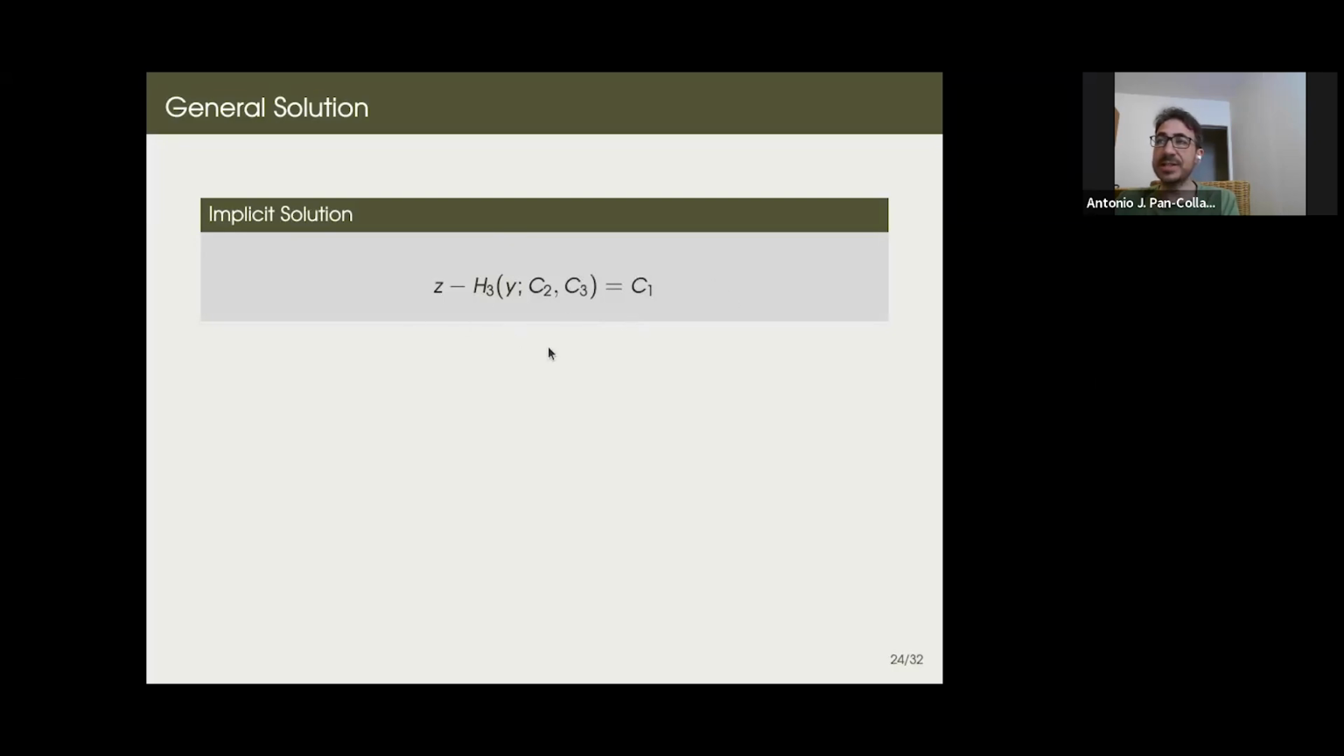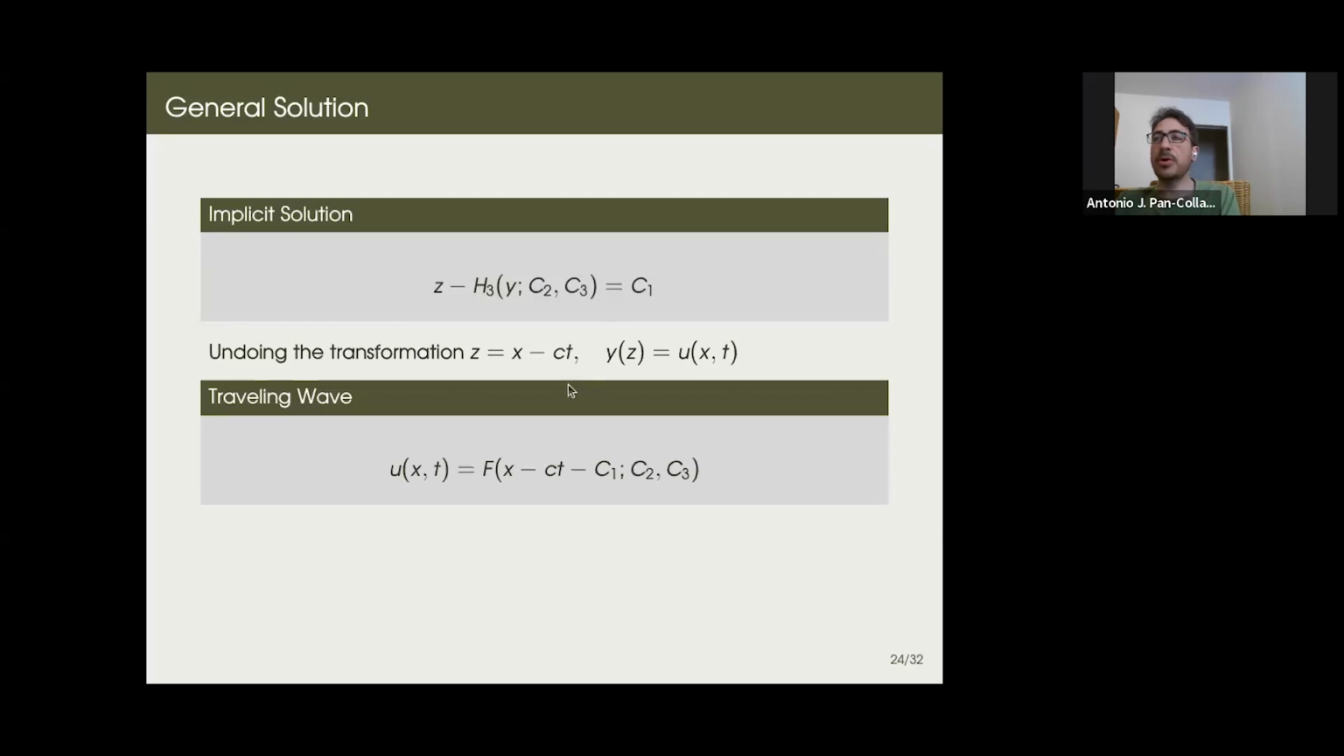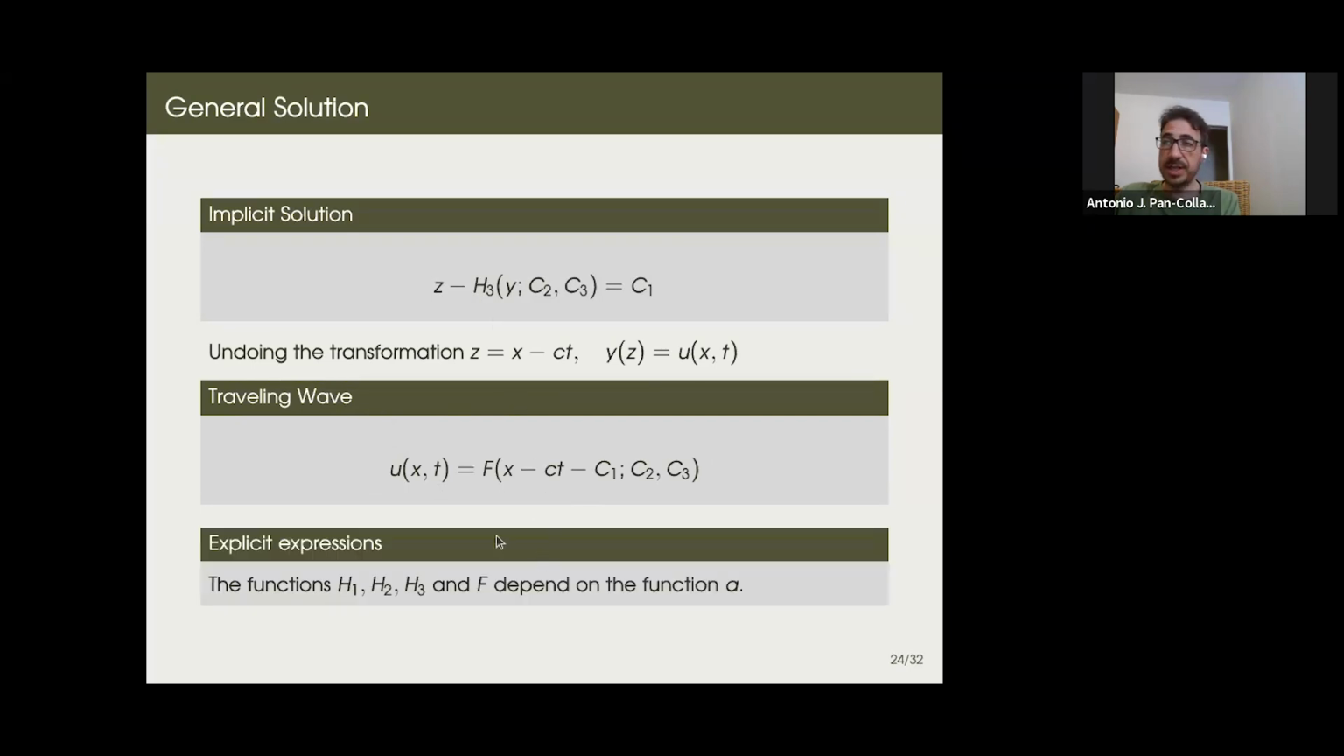But remember that these are the solutions of the ODE, not the solutions of the original gKdV equation. Therefore, we must undo the traveling wave transformation, and then we obtain the solution of the gKdV equation, as you can see here, in terms of the function f, which is the inverse of H3. Recall that the particular choice of the function A will determine the explicit expressions for H1, H2, H3, and F.